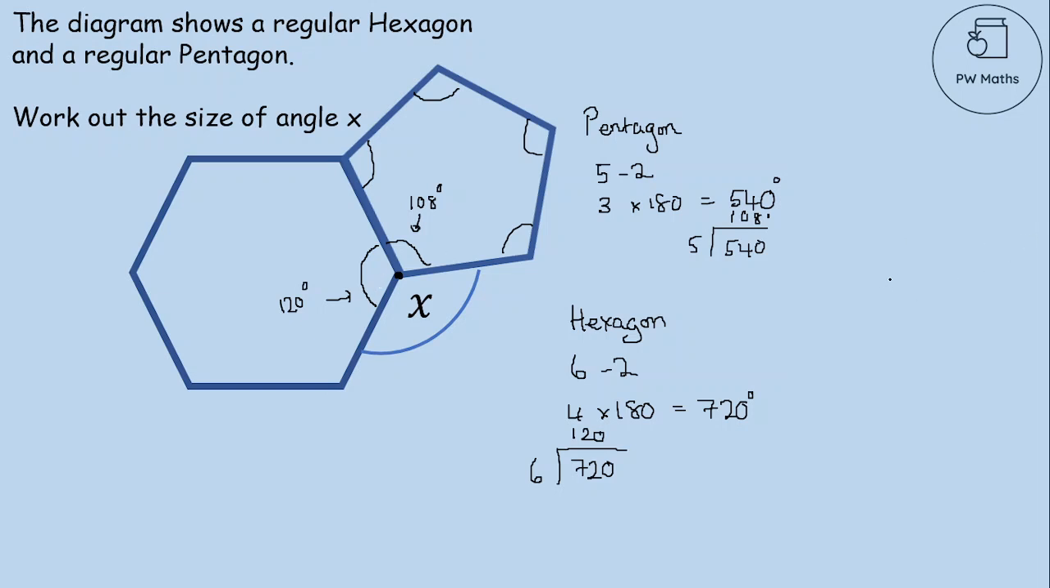Angles around a point sum to 360 degrees. So I can add together my 108 and my 120 for 228 and take it away from 360 to find my missing angle. X is 132, which we already know from the previous question.